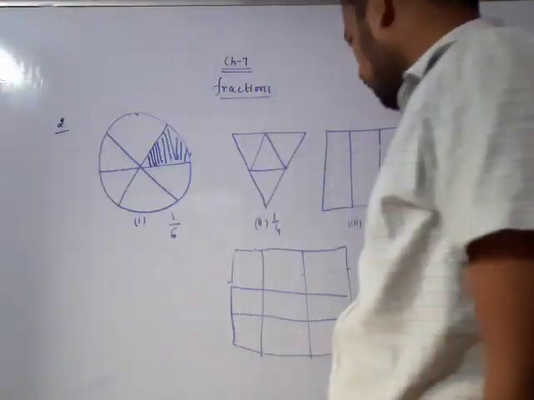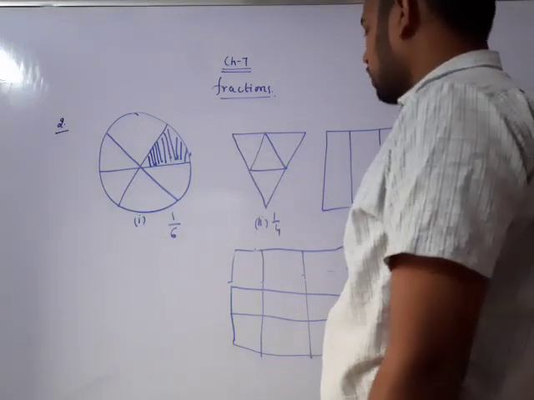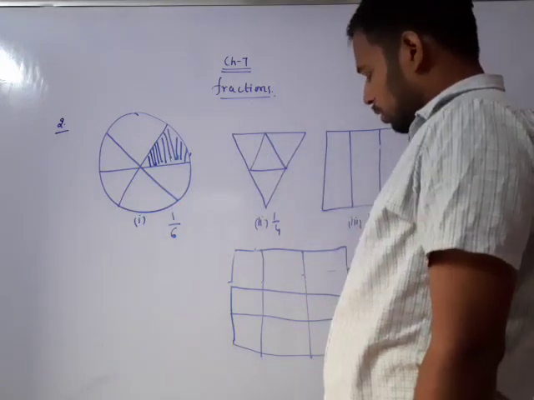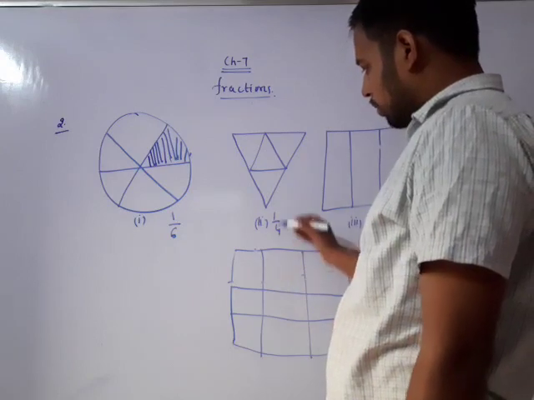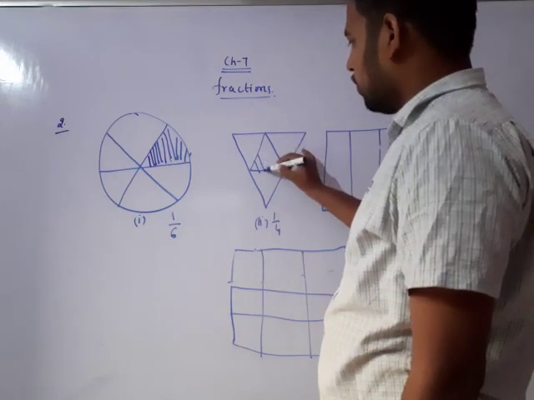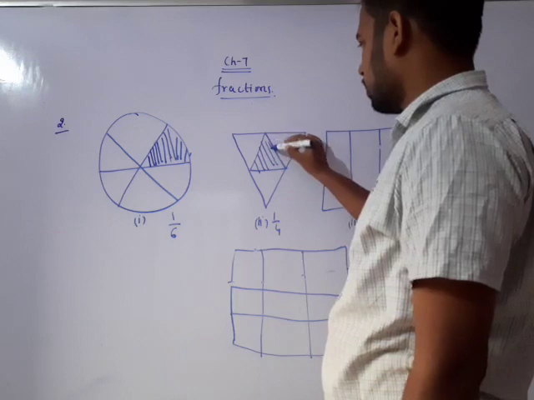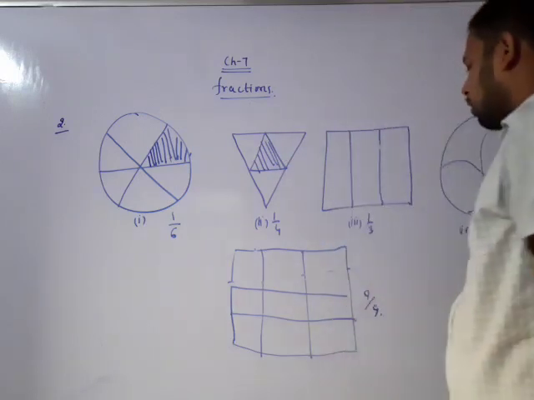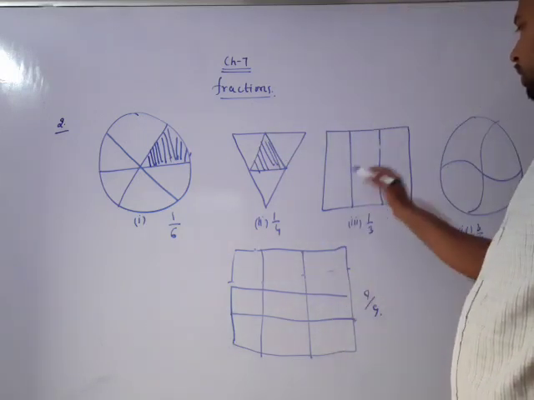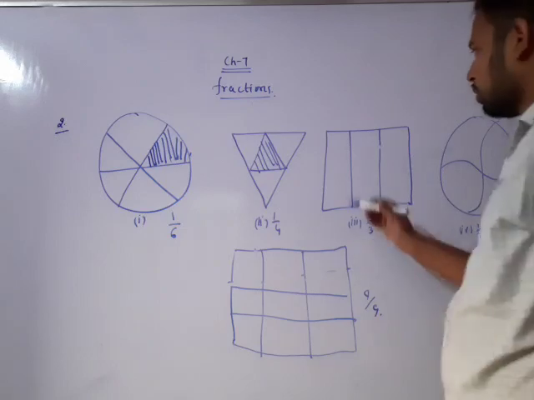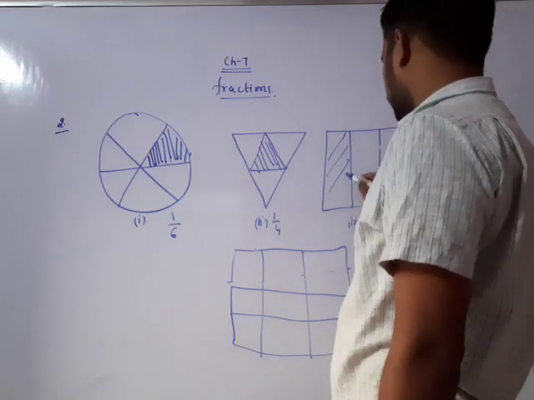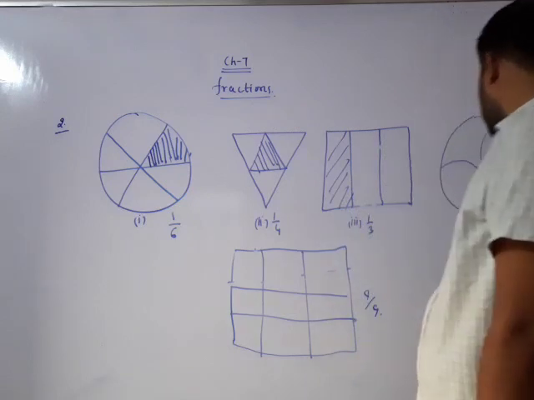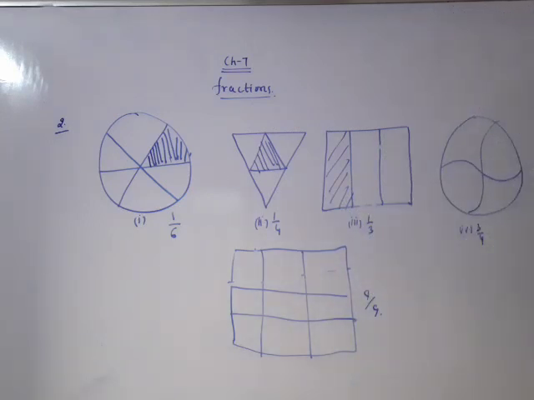Now you see here the denominator is 4. So count whether there are 4 regions or not. 1, 2, 3, 4. So 4 regions, out of which we have to shade only one region. Now 1 upon 3. There are only 3 regions, 1. Now in the next one you have to shade 3 upon 4, which means total 3 regions you have to shade.